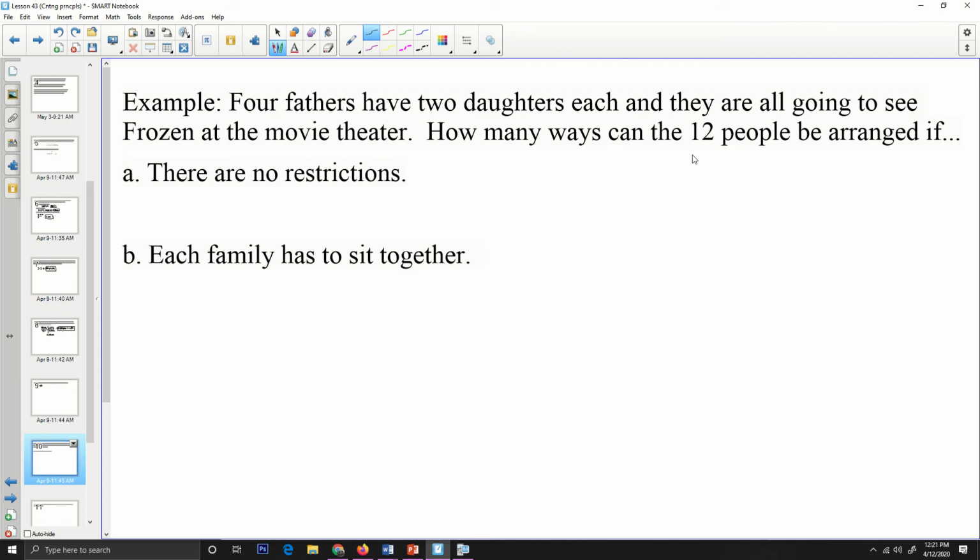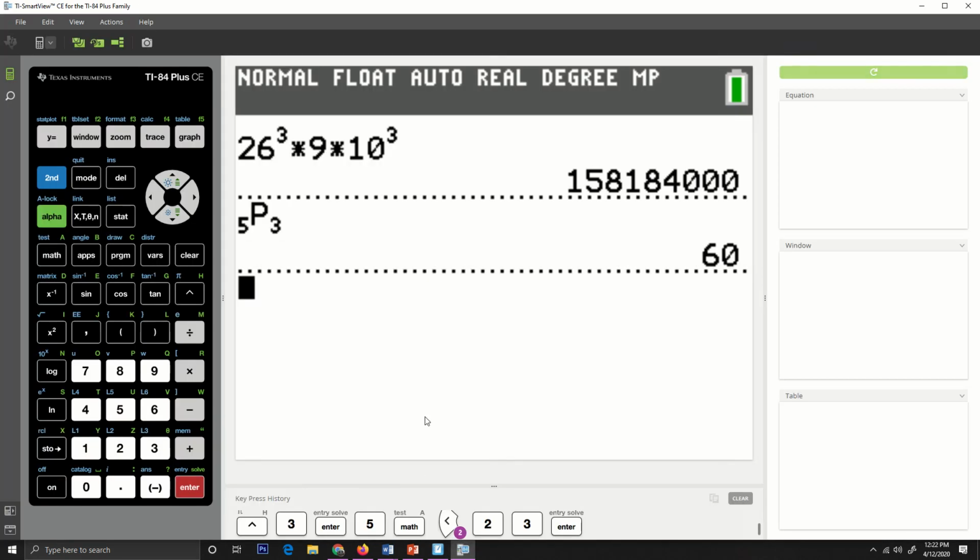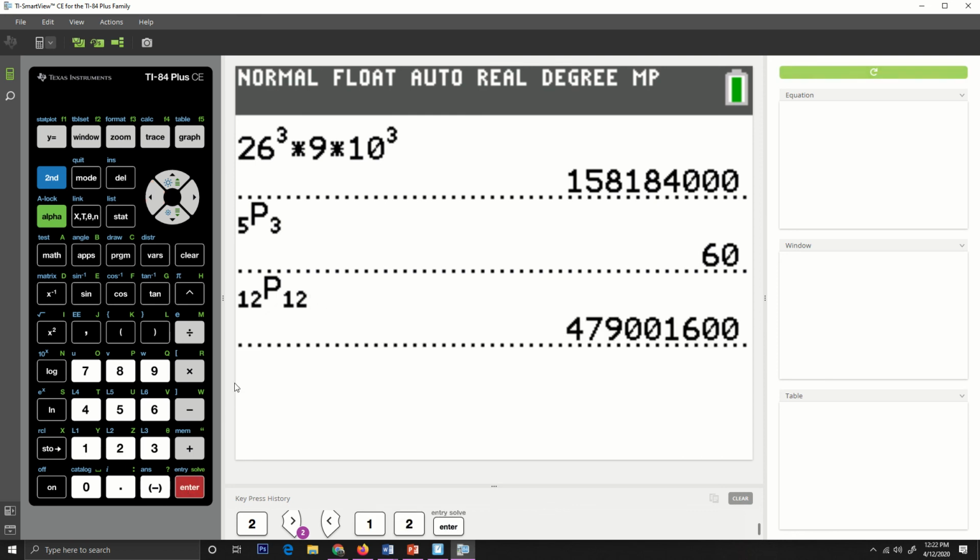Well, if I am arranging, that means order is going to be important. And so it could be either 12 factorial, that works because I'm choosing all 12, or you could go 12P12. Using permutations where you're choosing all of the items also works. And I'm going to do it that way simply because I already have this up, and if I go second and then entry, that brings that back up for me, and all I have to do is change the numbers, and then I don't have to mess around with the different menus and tabs. So choose 12, and that's a pretty big number.